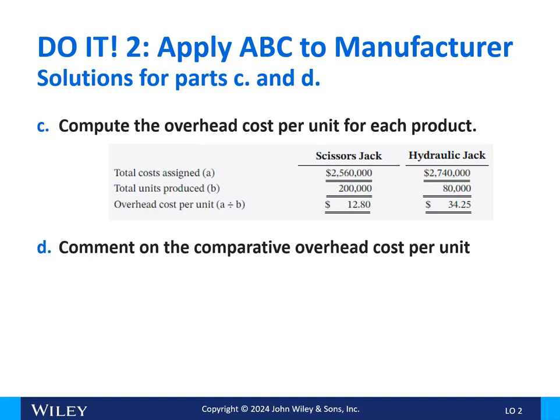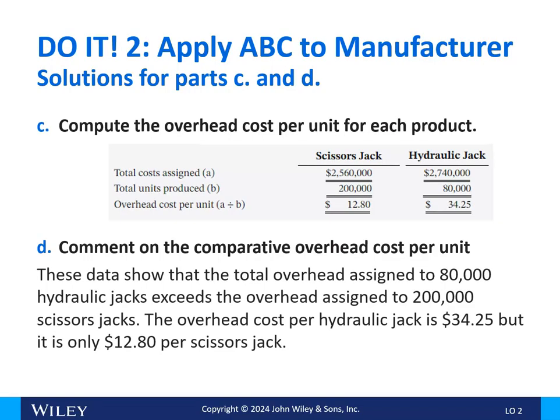And finally, we comment on the comparative overhead cost per unit. Total overhead assigned to 80,000 hydraulic jacks exceeds the overhead assigned to 200,000 scissors jacks because the rate per unit is much higher.